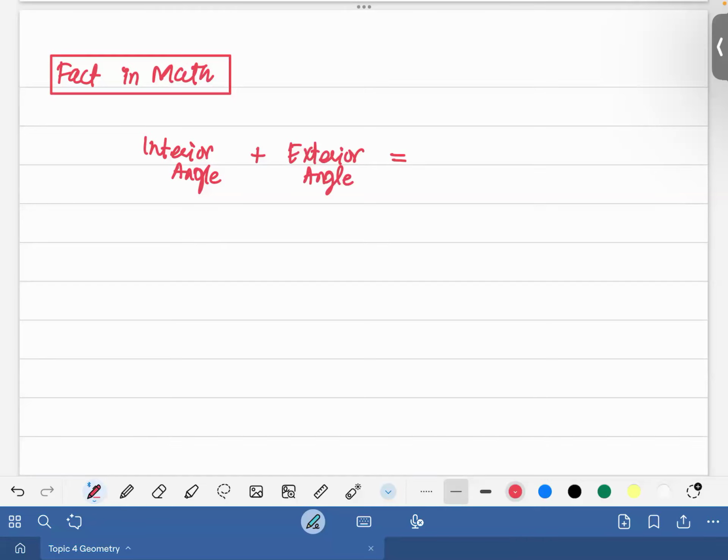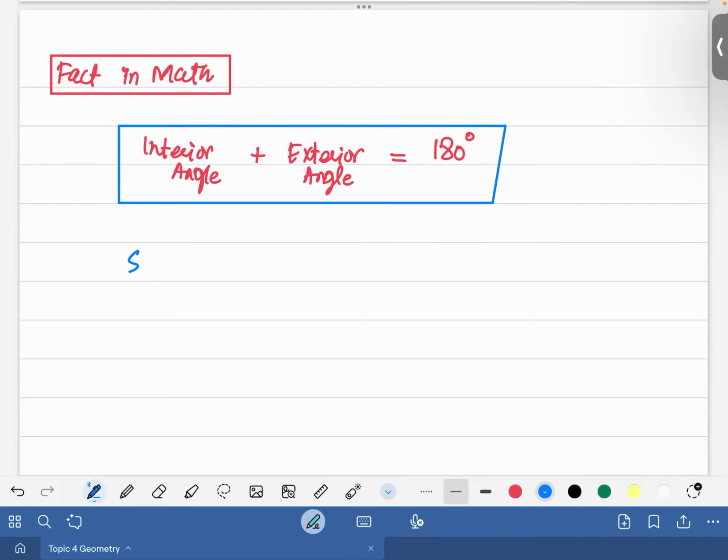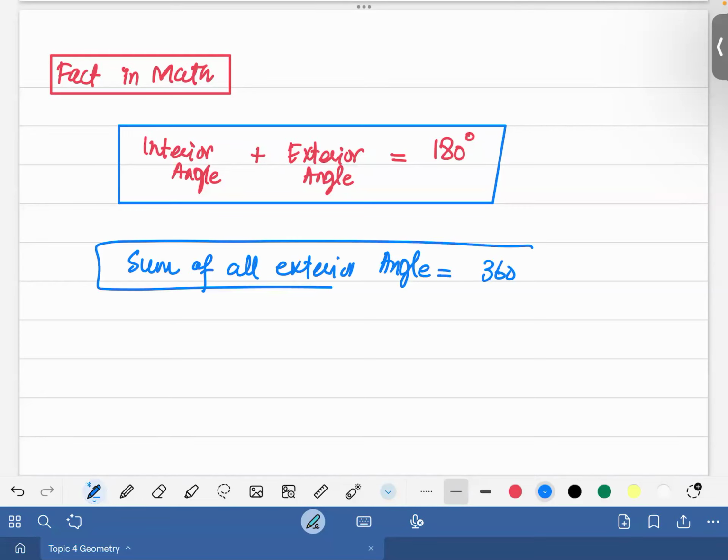There is a fact in maths that interior and exterior angle in any polygon should be equal to 180 degrees. The second fact is that the sum of all exterior angles should be equal to 360 degrees. That is the second fact. Fact one, fact two.